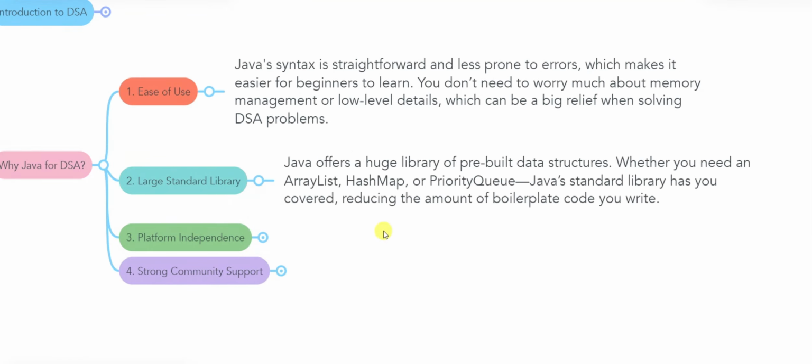Java offers a huge library of pre-built data structures. Whether you need an array list, hash map, or priority queue, Java's standard library has you covered, reducing the amount of boilerplate code you write.